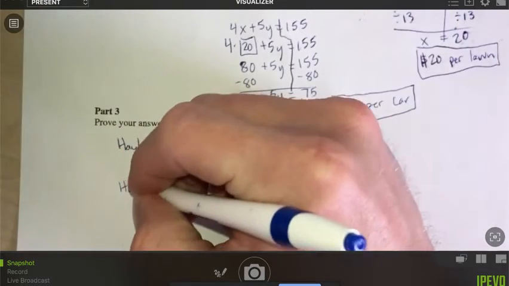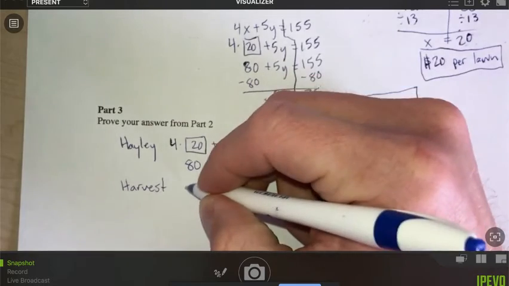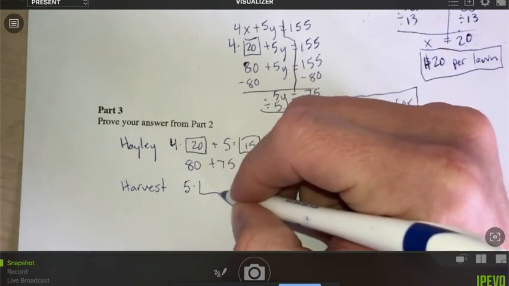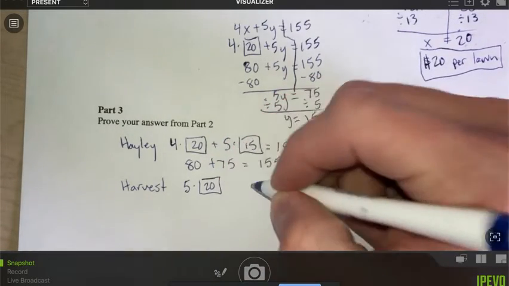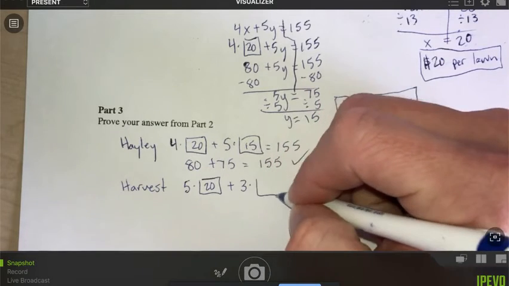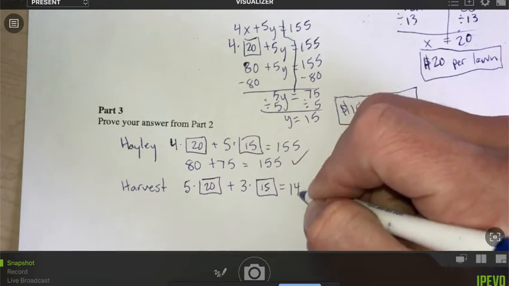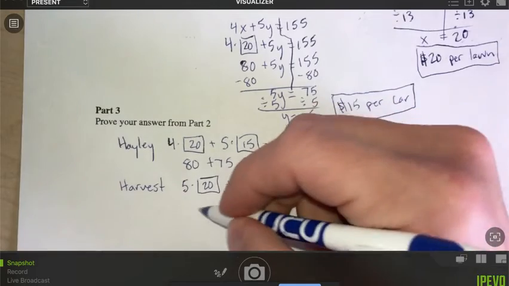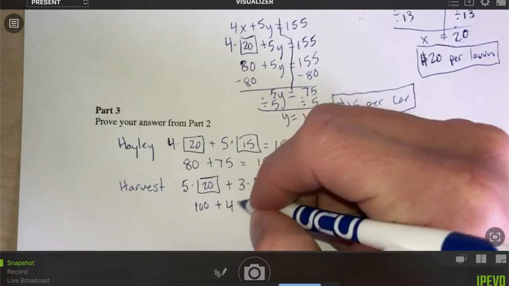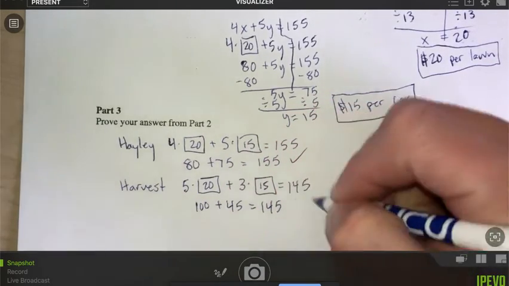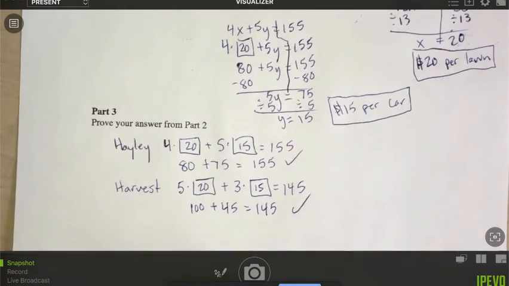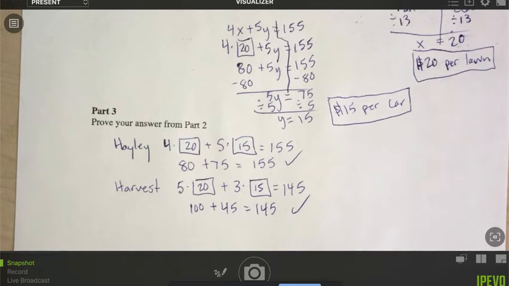And we should just do a quick double check, make sure it works for Harvest as well. And he did 5 lawns at 20 apiece plus 3 cars at 15 apiece. And 5 times 20 is 100 plus 45 equals 145. So it makes his situation true also. Therefore, both of these values must be true. All right. So with all of that said, basically your assignments, you're going to use this idea.